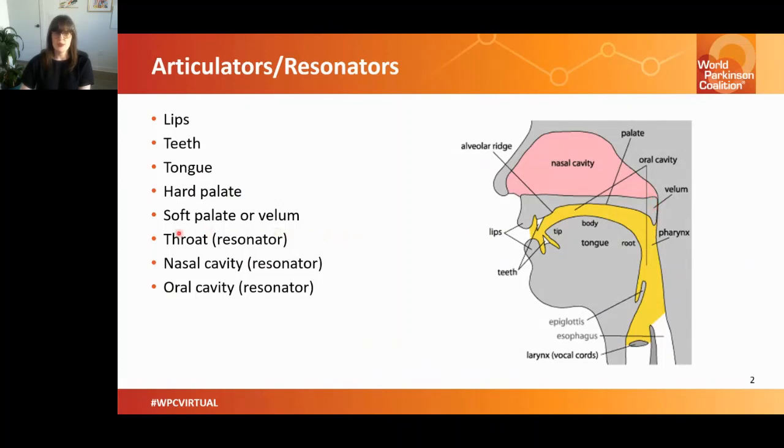And then we have what are called resonators. As air comes out through the vocal folds, it bounces around in the throat, potentially in the nasal cavity, and in the oral cavity. Some of the sounds of our language are produced more with the oral cavity, where most of the air is coming through the mouth. So if I plug and unplug my nose, the sound doesn't change very much. However, for other sounds, most of the air is coming out of my nasal cavity. So if I plug my nose, there's a big change in these sounds.